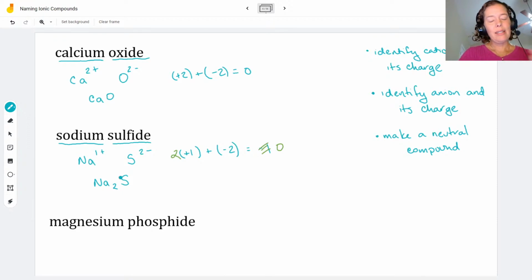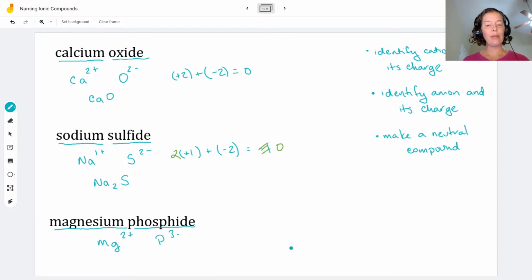Magnesium phosphide. Again, same rules. Identify my cation, identify its charge. So we have magnesium, which is just Mg. Again, if you find it on the periodic table, maybe I'll give you the atomic number. That might be easier. The atomic number is 12. It's in the second column. When magnesium becomes an ion, it's going to have a charge of +2. All right, that's our cation. Let's do our anion. Phosphide, that came from phosphorus. That is P. So if you find phosphorus, it's atomic number 15. It's right under nitrogen. When phosphorus becomes an anion, it has a charge of -3.